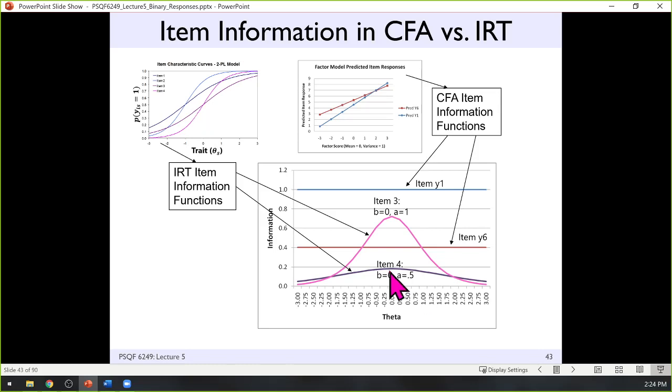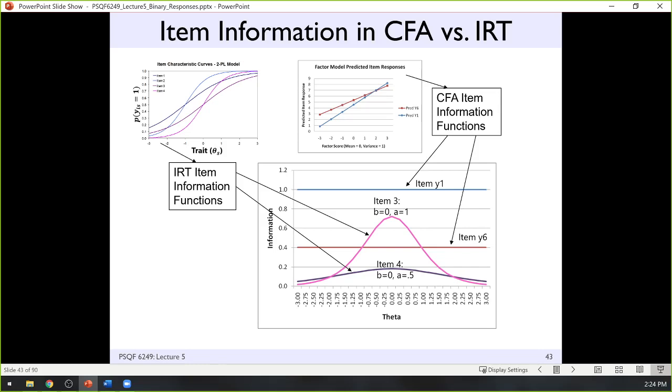So at the 0 on the theta scale, that's where they have the most information. If I were to compare the two items, I see that the pink item has more information at that point, and that's because it has the stronger slope of the two. So these two items become much less informative as you move away from their difficulty location.